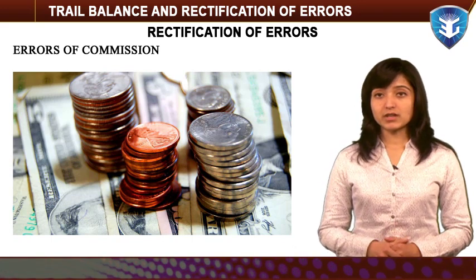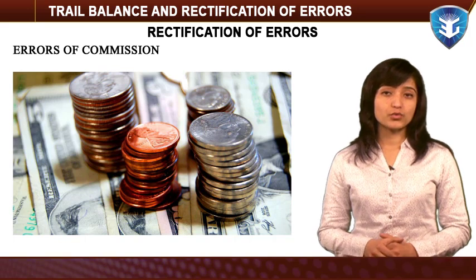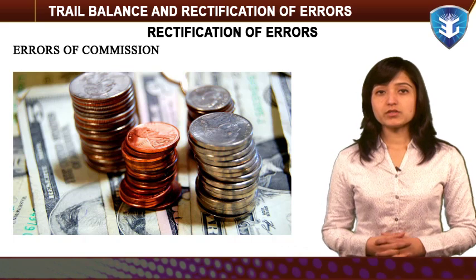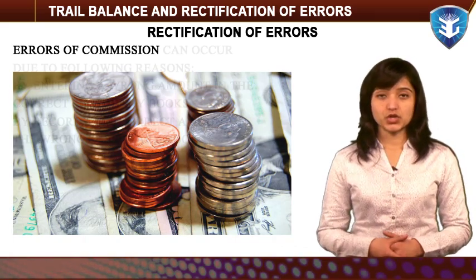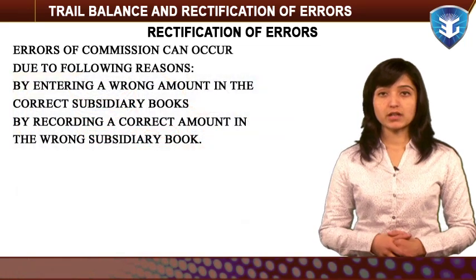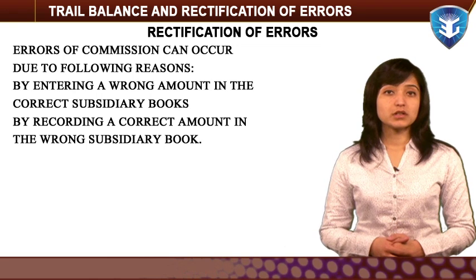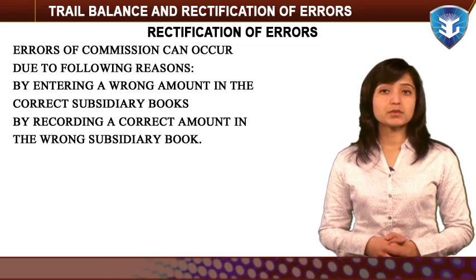Errors of commission. Errors of commission arise due to wrong recording, wrong posting, wrong carrying forward, wrong casting of subsidiary books, or wrong balancing. Such errors may occur due to the negligence of the accountant and are clerical in nature. Errors of commission can occur due to the following reasons: by entering a wrong amount in the correct subsidiary books, or by recording a correct amount in the wrong subsidiary book.